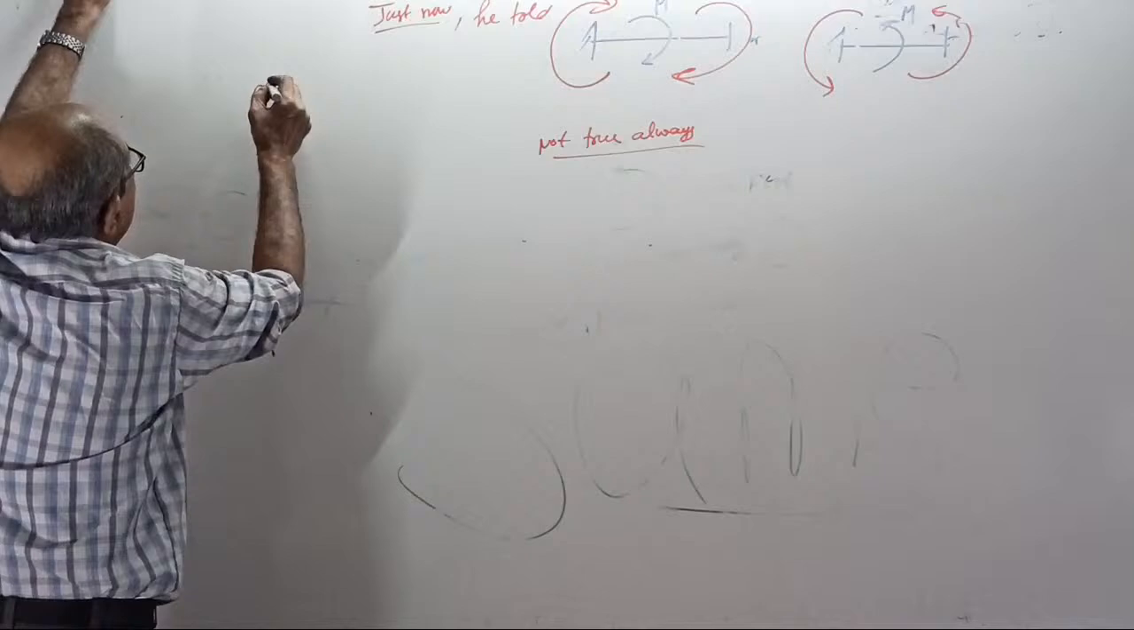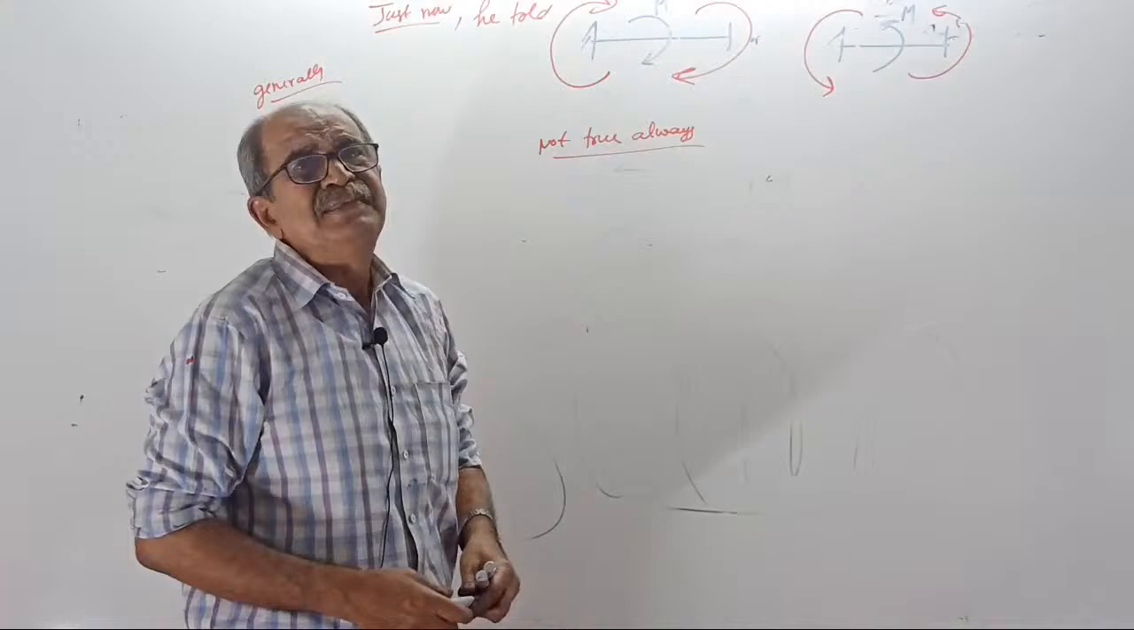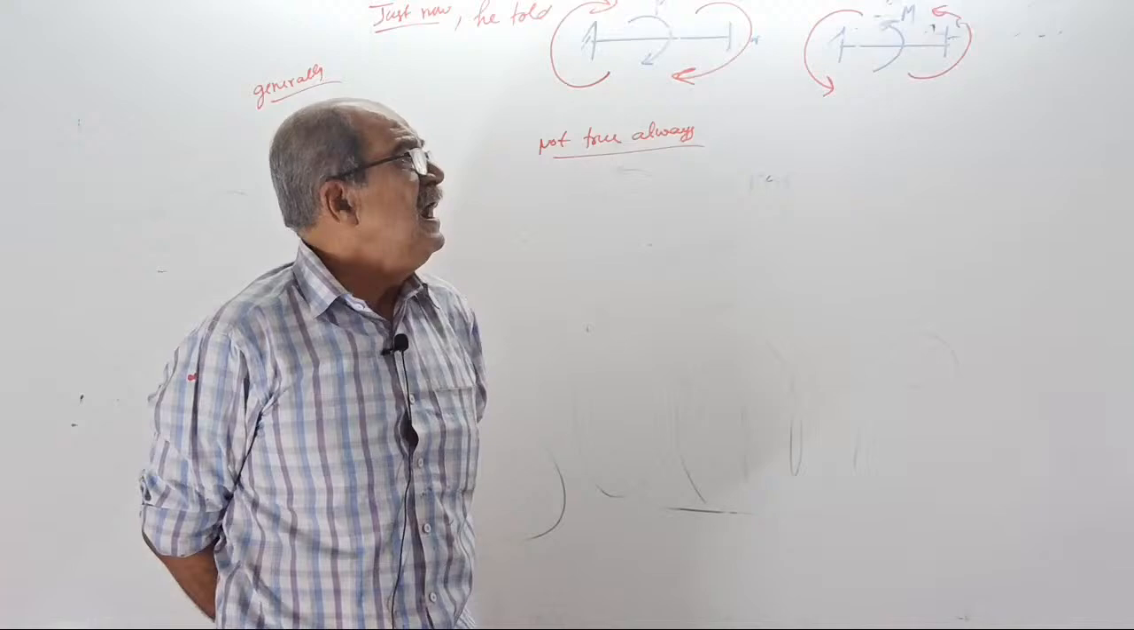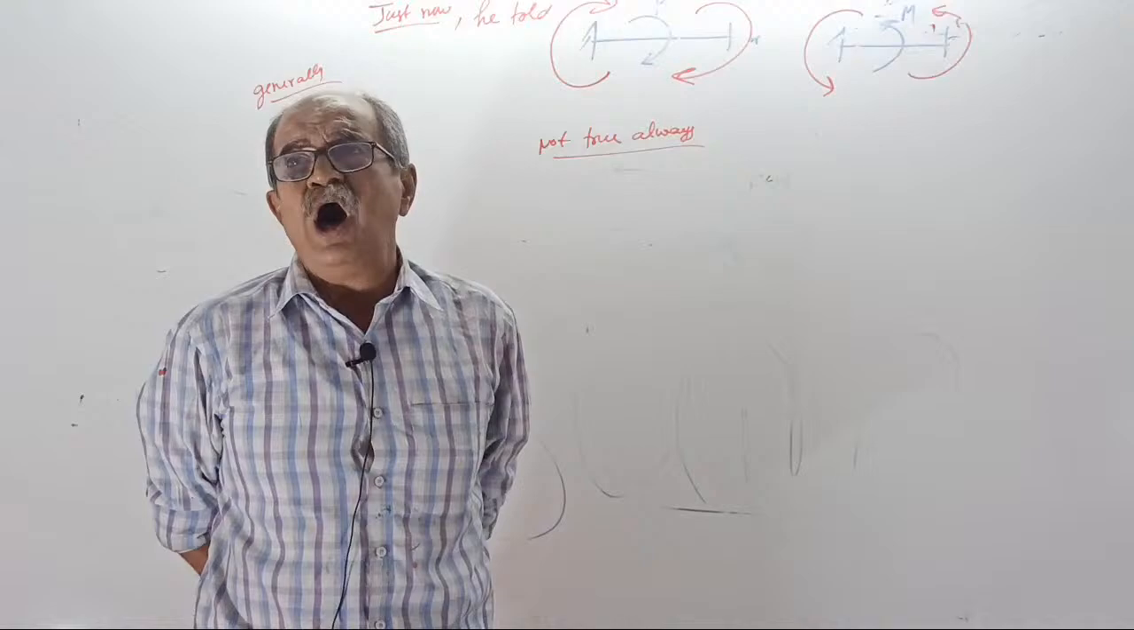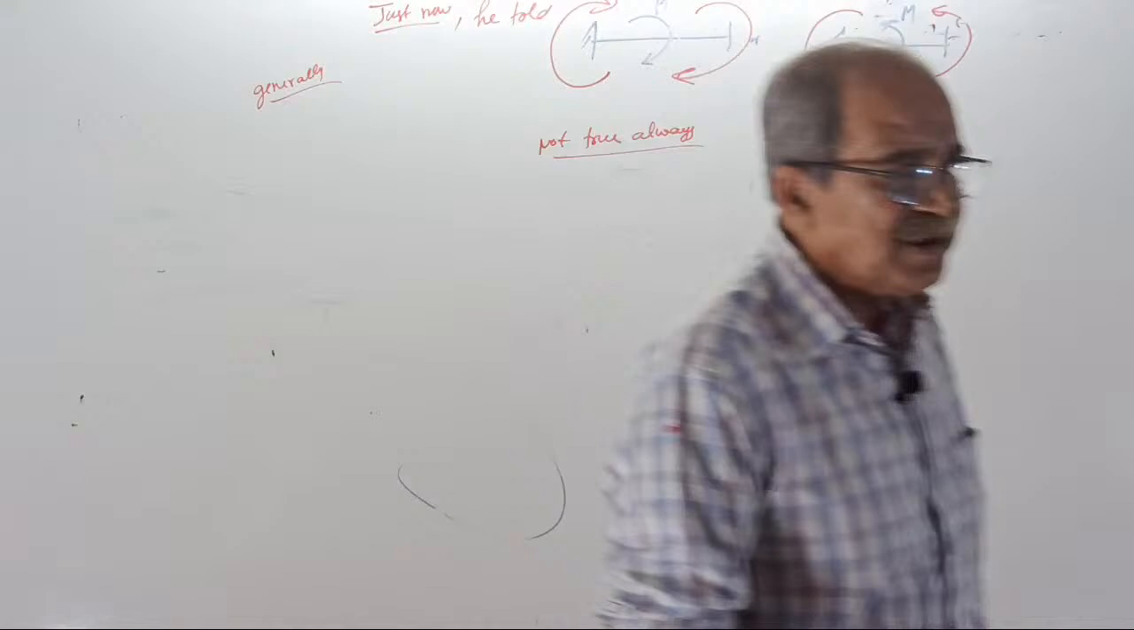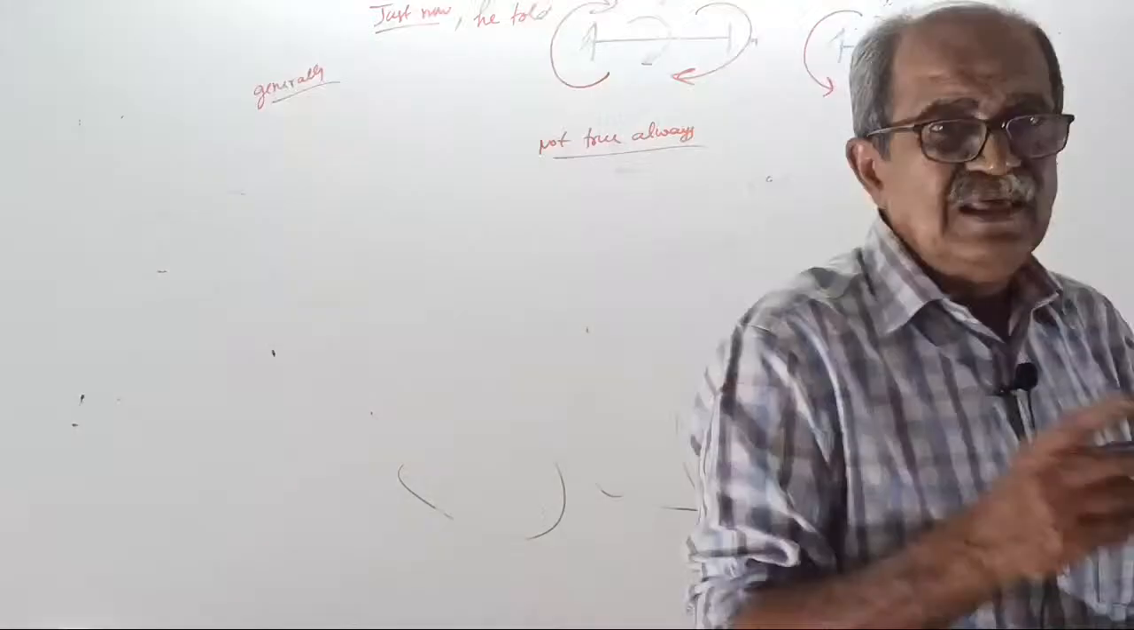When people tell, generally means what? Majority. There are exceptions. Generally, everybody comes in time to the class. Generally, everybody who comes to the class attends properly and makes all the notes. Means not all. There are people who are coming and going, visiting for no purpose. They should learn. If they want to learn, they should know how to attend the classes.